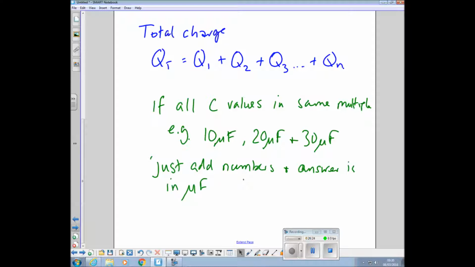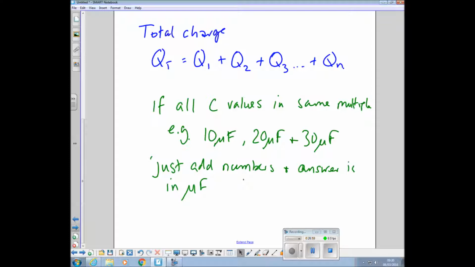Pretty obvious, but if they're different, if you've got picofarads or nanofarads mixed in there, then you've got to be careful. You've got to use the powers of 10 notation, or convert your picofarad capacitor into nanofarads, into the same multiple. One way or other, you've got to deal with it. Okay? If they're all the same, you can just do the numbers and your answer is in that same multiple.